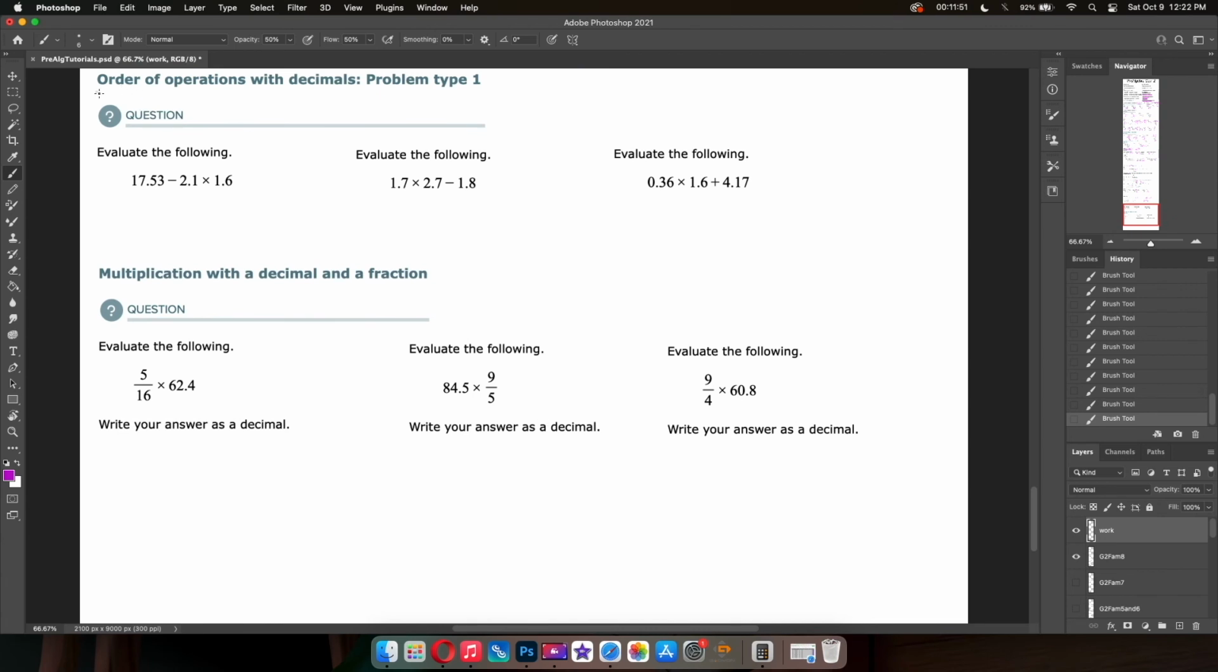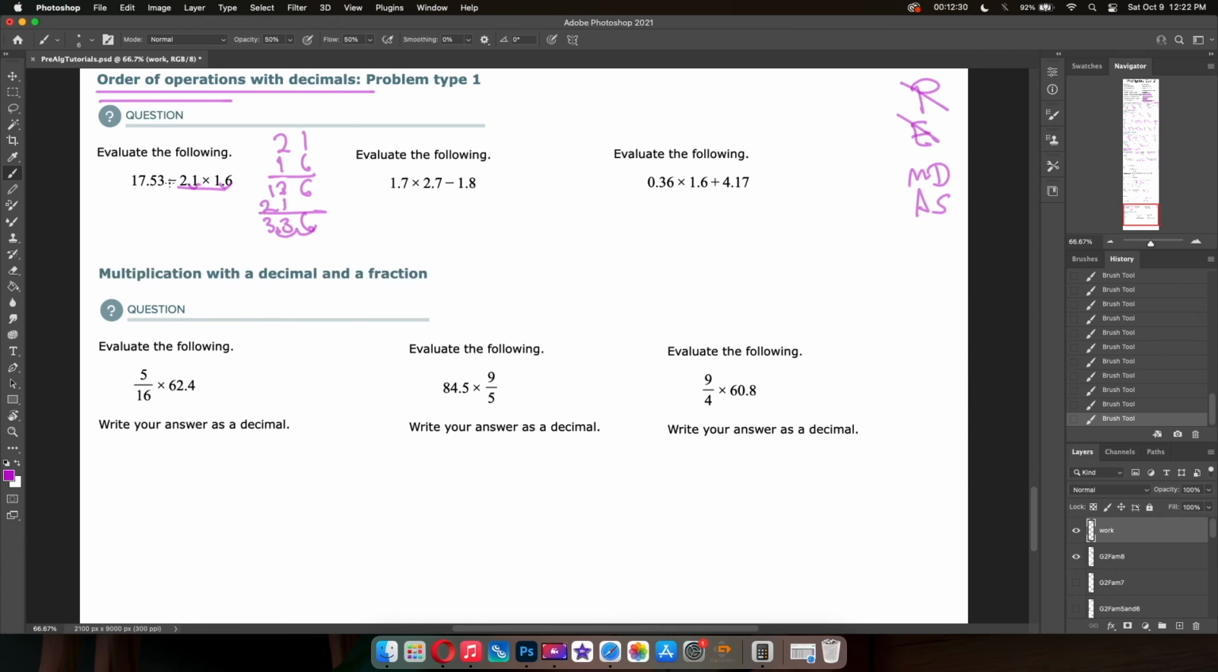Okay, so order of operations with decimals. So now we're back to order of operations. So if you remember from the prior video, that's PEMDAS. So it doesn't look like we have either parentheses or exponents. We're dealing specifically with the fact that we're doing the multiplication and division first. So 2.1 times 1.6. That's going to be 336. There's 1, 2 decimal places. I move it over 1, 2 spaces. So now my first answer is 3.36.